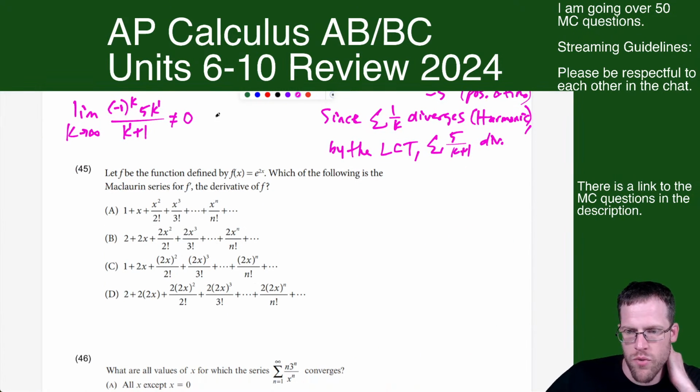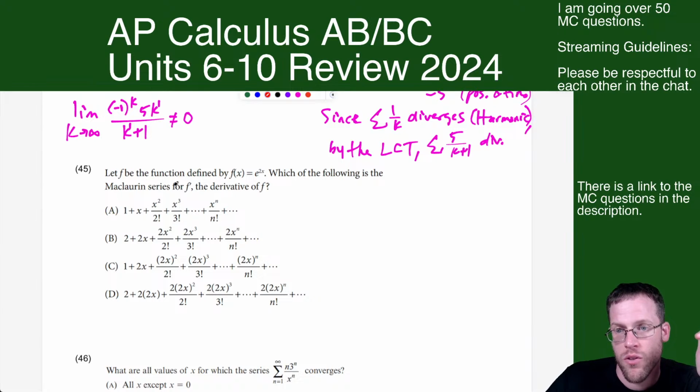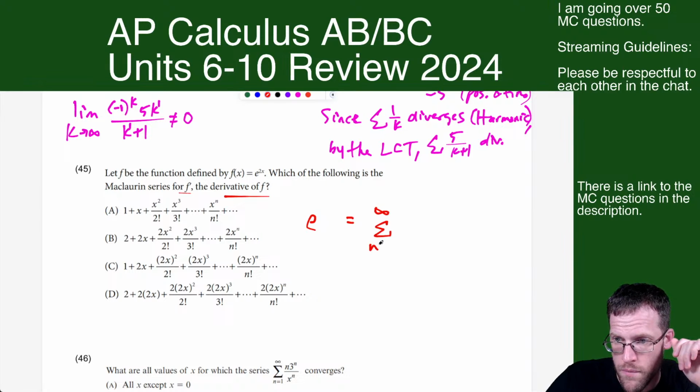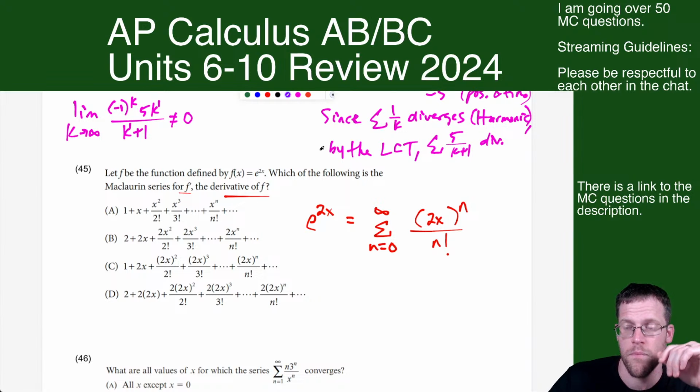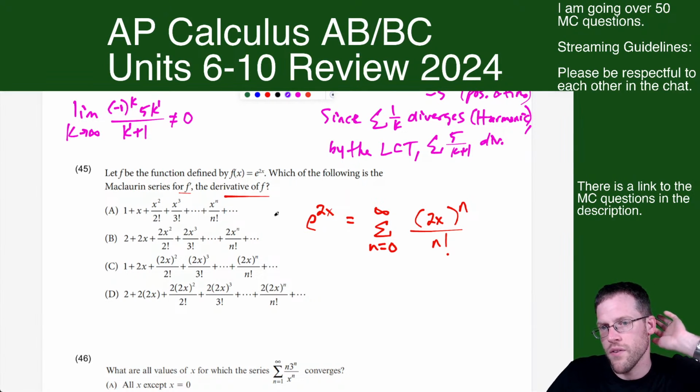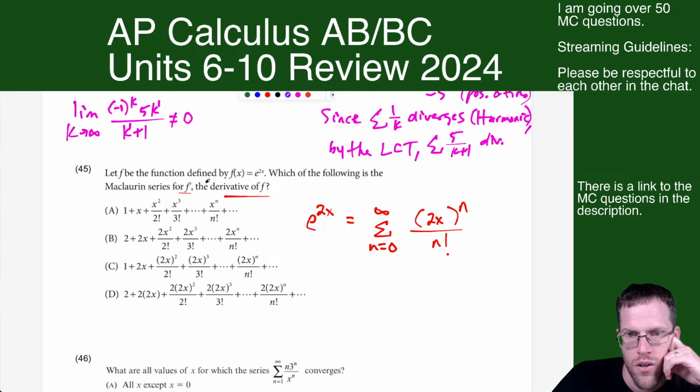All right, this one's a little repetitive, but whatever. Which of the following is the Maclaurin series for f prime, the derivative of f? Okay, so E, I'm going to leave the power blank. Remember, it is x to the n over n factorial. So if I put a 2x here, then I'm putting a 2x here. F is the function defined by this. Which of the following is the Maclaurin series for f prime, the derivative of this? So we could just take the derivative of both of these with respect to x.